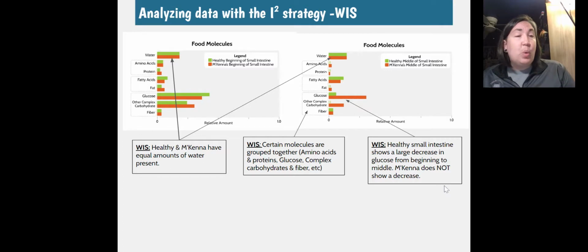And then the last what I see that I could put is the healthy small intestine shows a large decrease in glucose from the beginning to the middle. So the green bar, very high, then very low. McKenna does not show that decrease. She has pretty high glucose and it's still high. So that's another what I see. So pause and make notes on your graph.